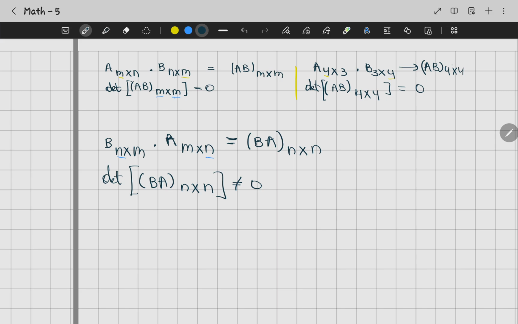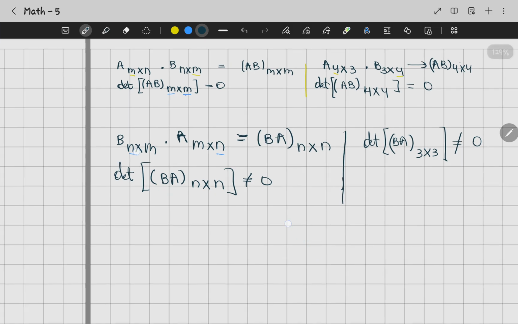Let me give you one example. So let's say, for example, we are trying to get the determinant of AB, which is of size 3 times 3, that's the dimension of the matrix. So the answer to this matrix will be 0. No, let me just correct it. BA will not be equal to 0. So this is what you need to know.